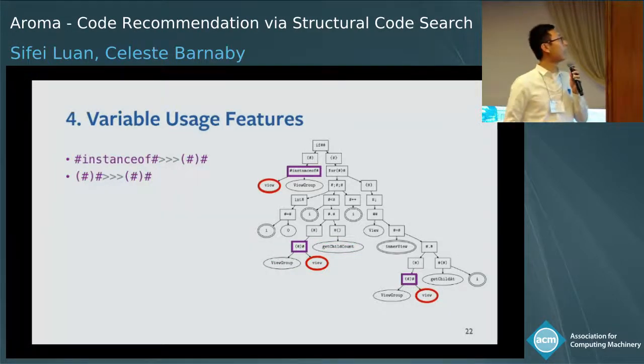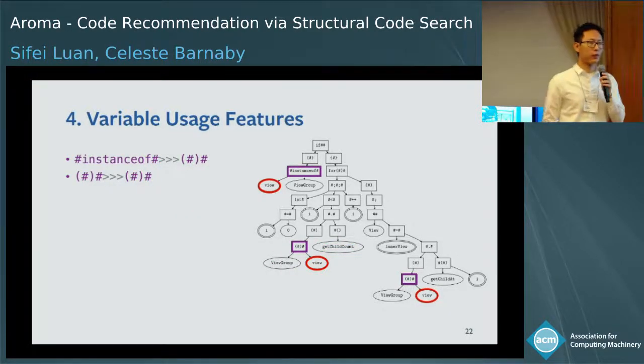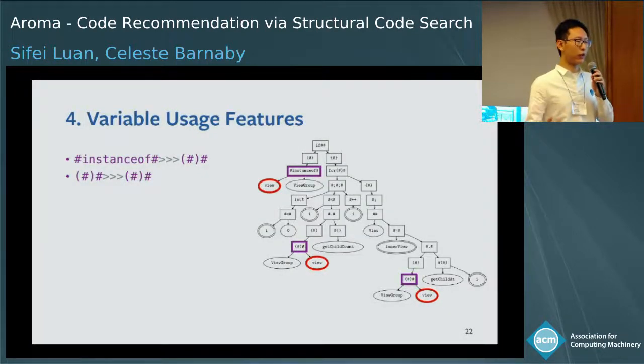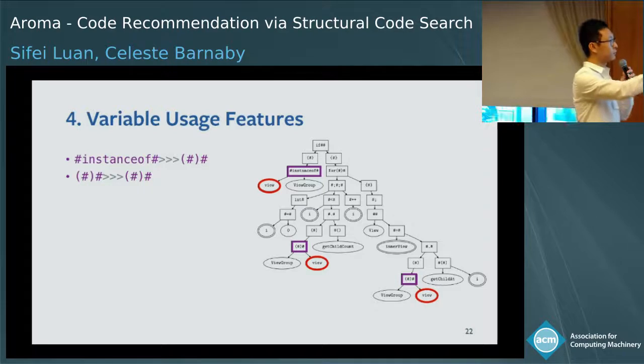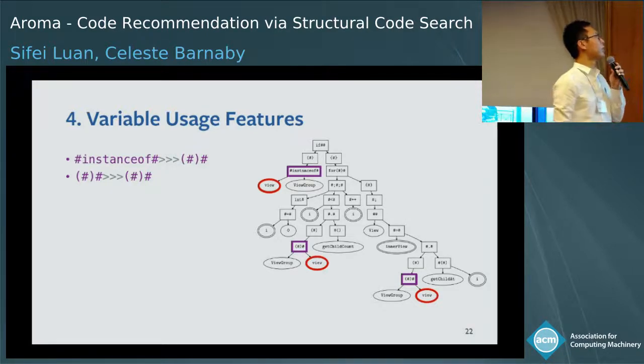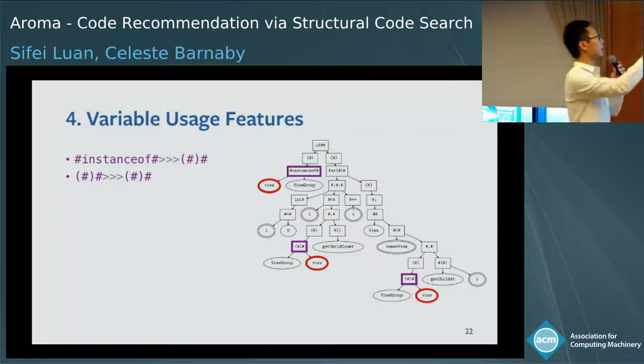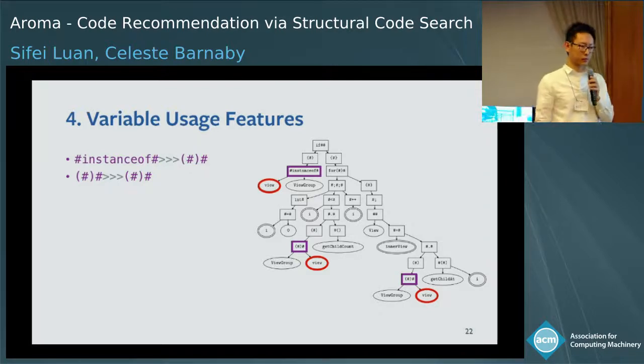And the last one are variable usage features. Here we want to convey the idea of, for example, the return value of function A gets passed into function B, and so on and so forth. So what we do is that for every occurrence of the same variable, we take the parents and then we concatenate their parents as a feature. So for example, the name is discarded, but we'd say that the thing that's used in the instanceof expression is also later being used in the casting expression.